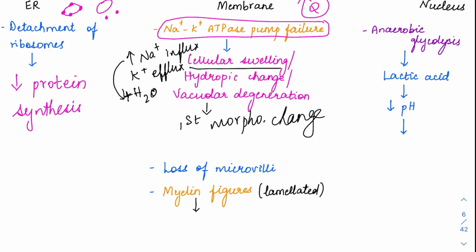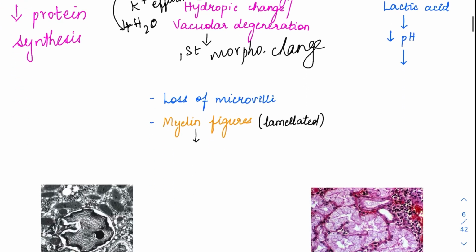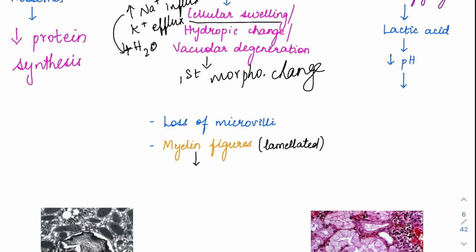If they ask for the first change, it is going to be mitochondrial dysfunction. Well, if they ask for the first morphological change, it is going to be cellular swelling. So remember, cellular swelling is a reversible change. And next, what happens in the membrane is, when the cell is getting swollen up, the microvilli present on the cell membrane are going to be lost.